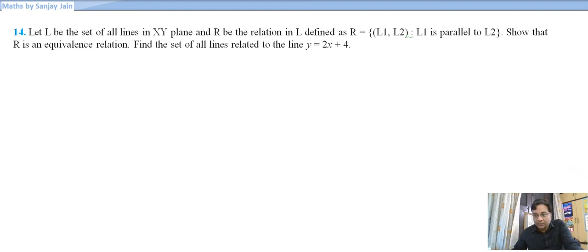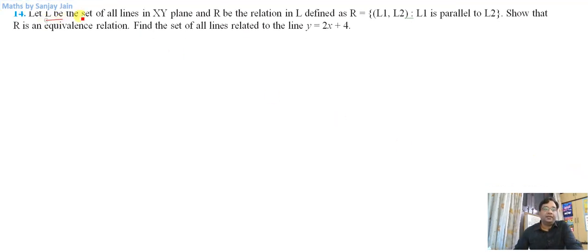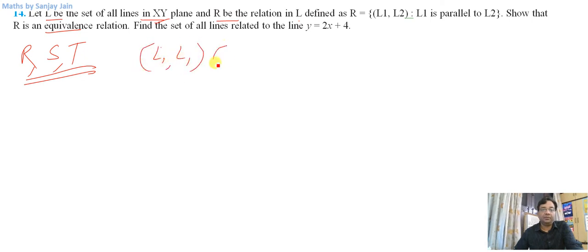Now let me do these questions really fast. If L be the set of all lines in this plane, R be the relation in L, right, defined as L1, L2, L1 is parallel to L2, show that it is equivalence. So I need to show reflexivity, symmetry and transitivity. For it being reflexive, I can say that every line is parallel to itself, right? So L1 comma L1 will belong to this relation R for all L1 belonging to this set L. Hence, this is reflexive.